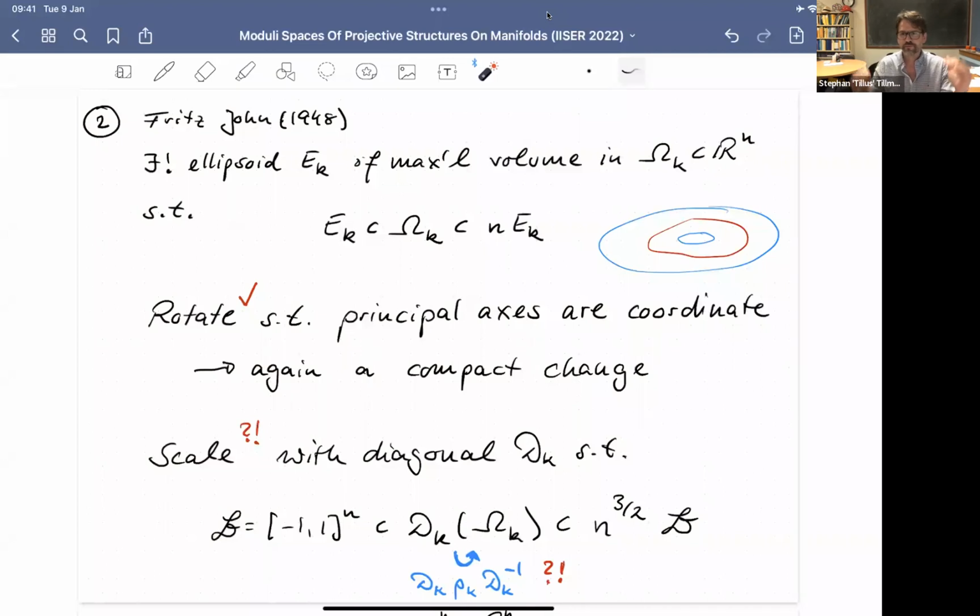Both of these things, I've just done rotation. So that's just a compact change, and so I don't have any blow-ups.